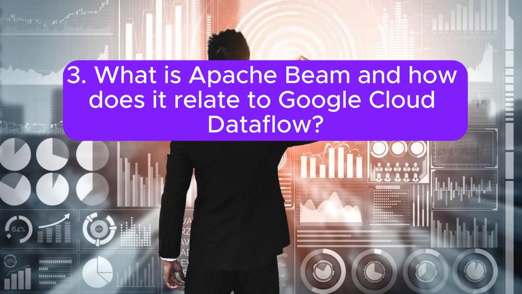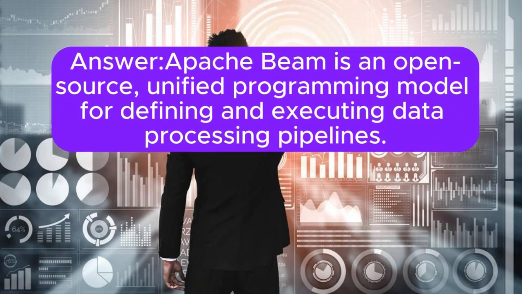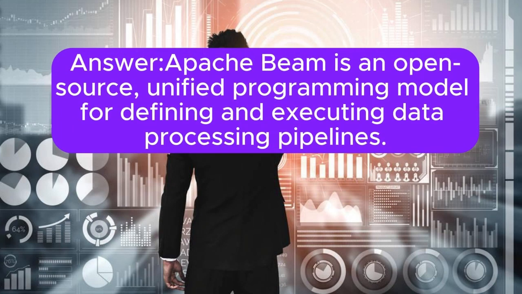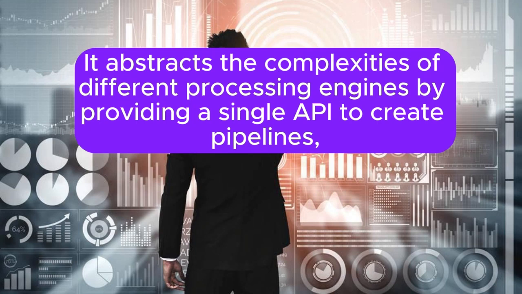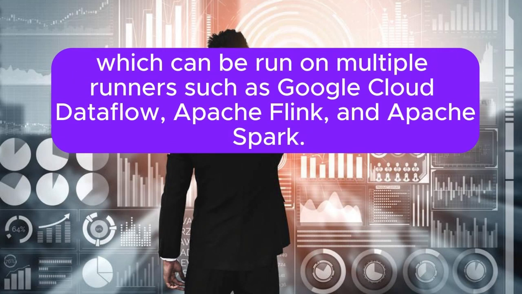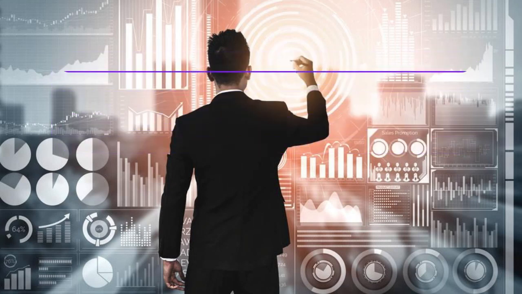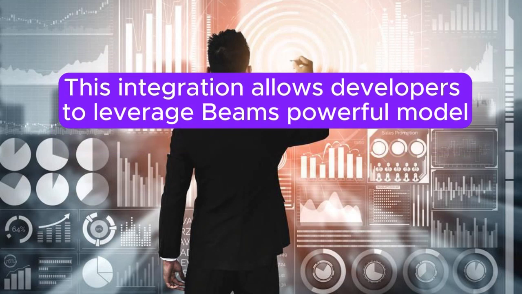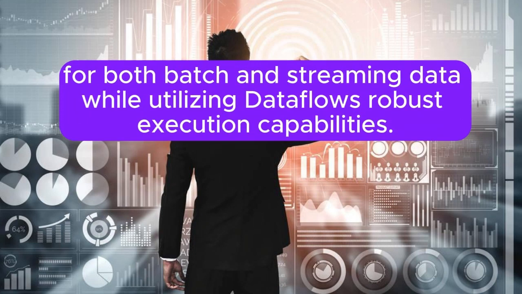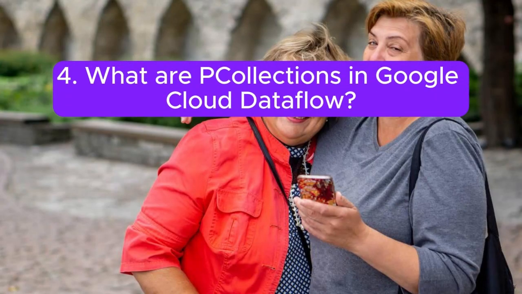3. What is Apache Beam and how does it relate to Google Cloud Dataflow? Answer: Apache Beam is an open-source, unified programming model for defining and executing data processing pipelines. It abstracts the complexities of different processing engines by providing a single API to create pipelines, which can be run on multiple runners such as Google Cloud Dataflow, Apache Flink, and Apache Spark. Google Cloud Dataflow acts as a runner for Apache Beam, executing Beam pipelines in a scalable and managed cloud environment. This integration allows developers to leverage Beam's powerful model for both batch and streaming data while utilizing Dataflow's robust execution capabilities.